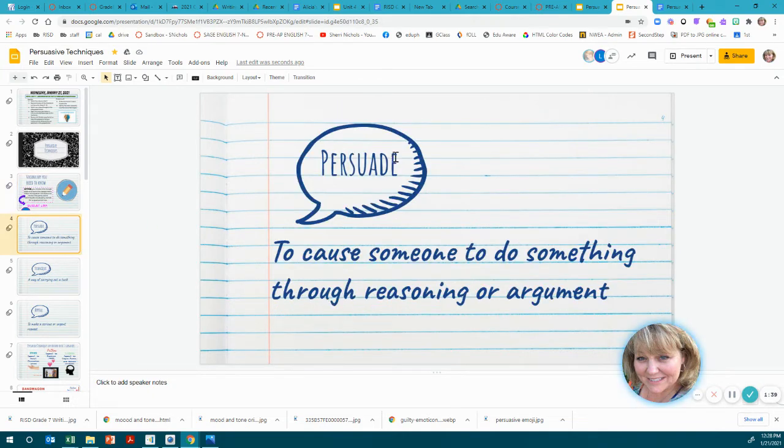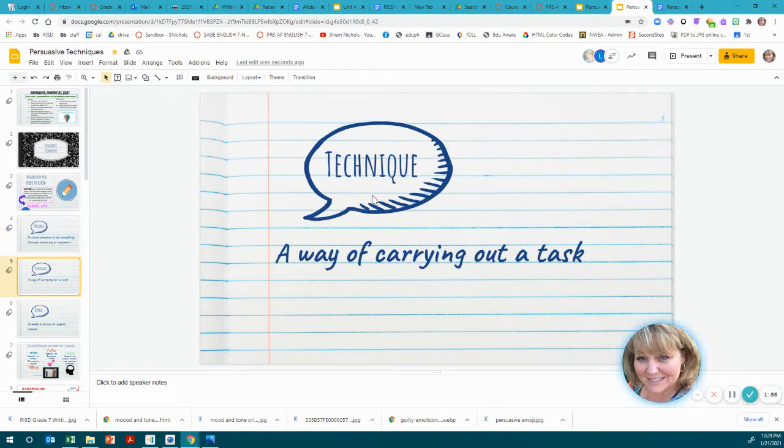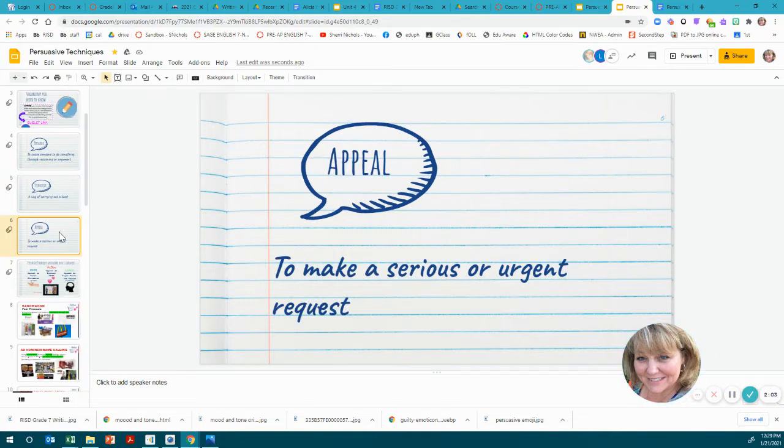All right, so you're going to go through and you're just going to look at this. Persuade. Since this is argumentative, in order to be a good arguer of topics, you need to be able to persuade someone. And persuade means to cause someone to do something through reasoning or argument. And then we have a technique, so persuasive techniques. The technique is a way of carrying out a task. So what technique do you use to persuade someone?